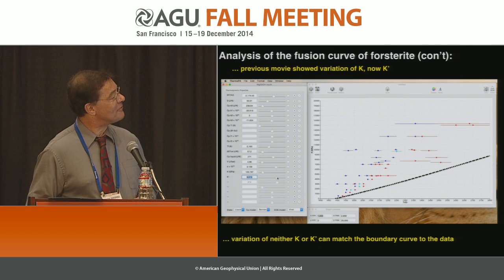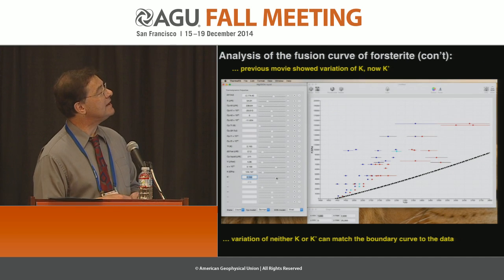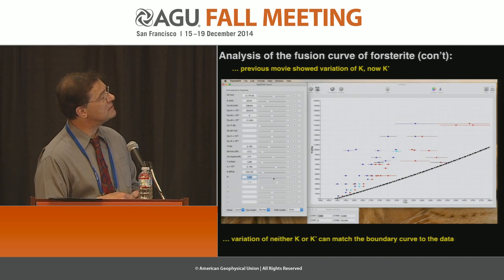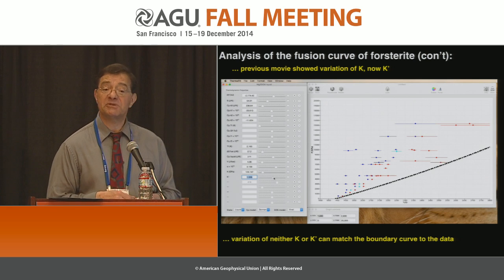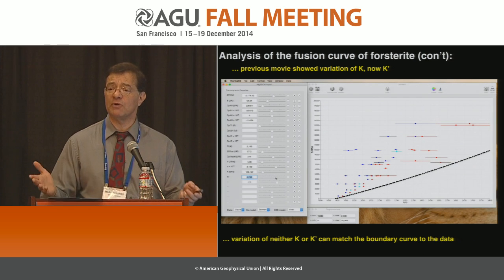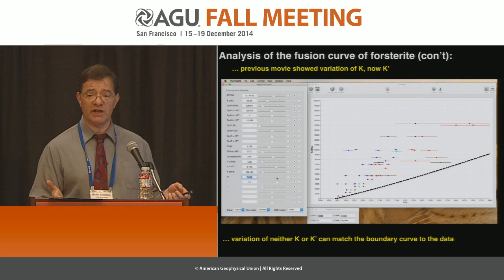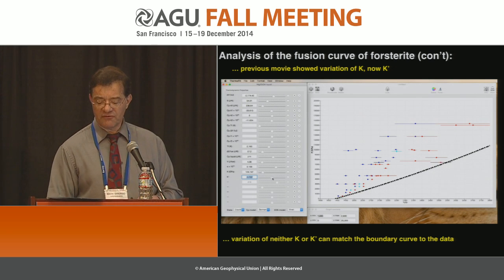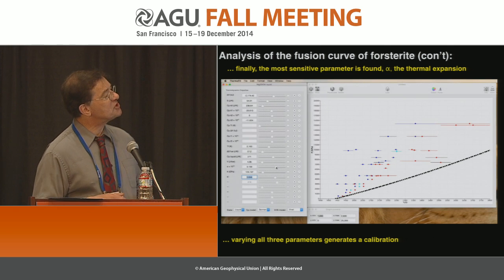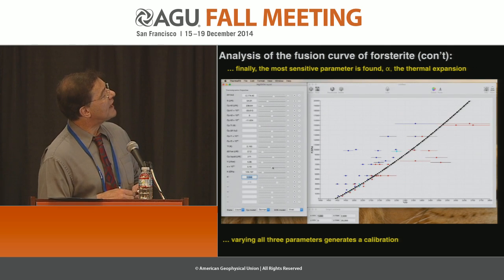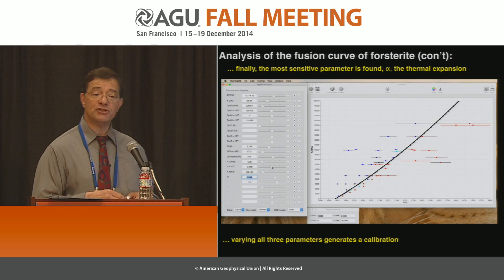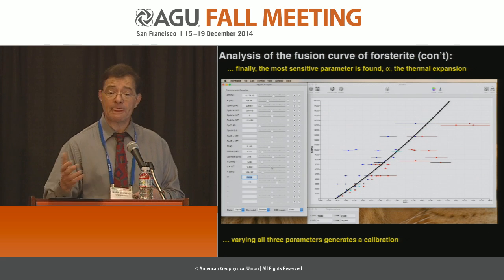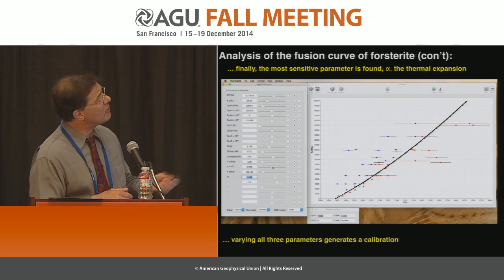So let's try another parameter. Let's try the derivative of the bulk modulus. Well, of course, as you would expect, that's not going to really be applicable at low pressure. It's really not doing very much at all. Well, that's sort of interesting. So finally, let's explore the space, and let's now look at the thermal coefficient of expansion, which has a remarkable effect. And then we can look at the bulk modulus again.